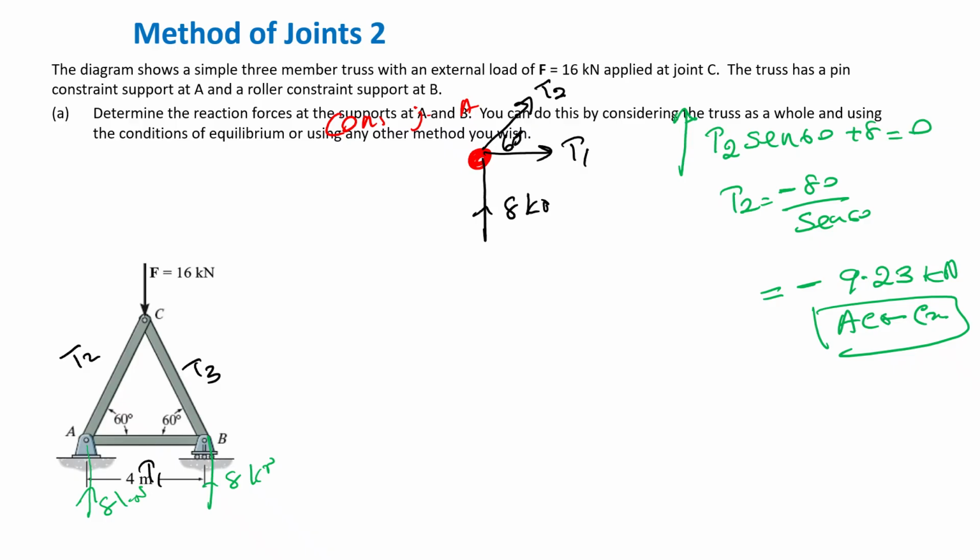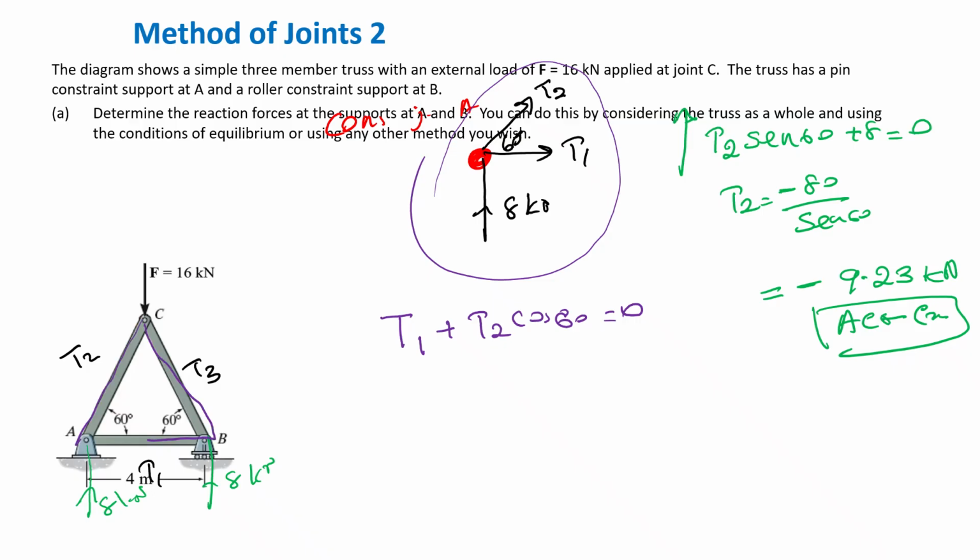How about the other way now? There's no AX. Why? Because there is no force in the x direction. What about T1? T1 you have, because when you consider the joint, you consider the forces in the x direction. T1 plus T2 cos 60 is equals to 0. Ax, you find by considering the equilibrium of the truss. You can find it if you want to, and tell me Ax is what?